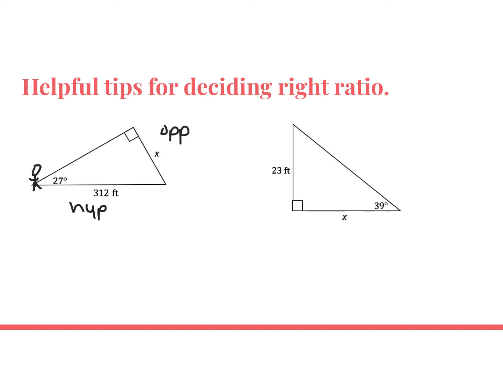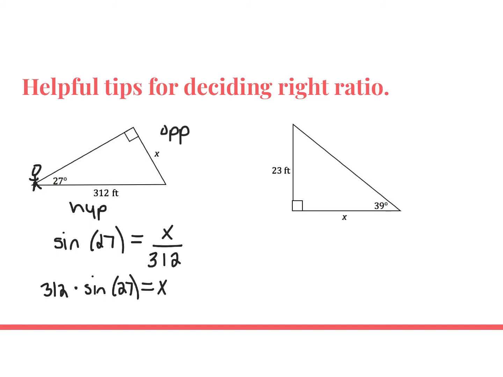For this problem, if I'm solving for X, I'm going to have sine of 27 equals X, that's my opposite, over the hypotenuse. And again, just like we showed on that previous example, your first step is always going to be to cross multiply. That would be the exact value, and we can type that in the calculator to get the decimal approximation.